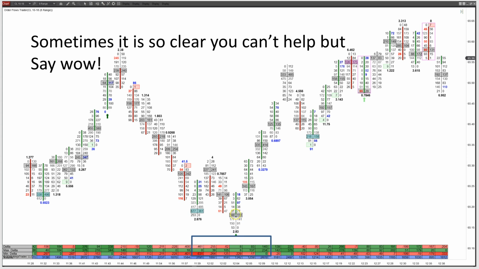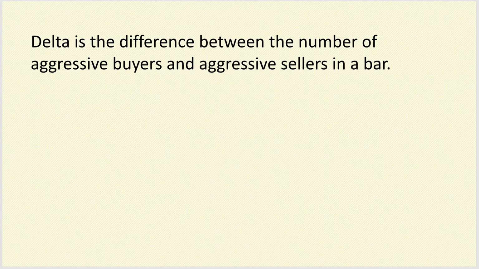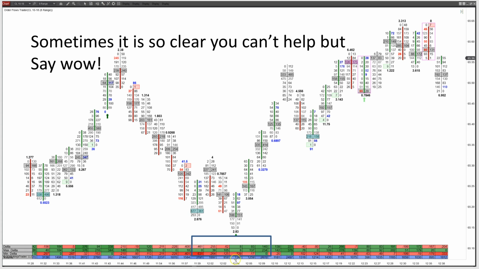Because remember, delta is the difference between the number of aggressive buyers and aggressive sellers in a bar. So when you see minus 461 as negative delta, there were 461 more aggressive sellers than aggressive buyers in that bar. Next bar, minus 255, tells you there were 255 more aggressive sellers than aggressive buyers in that bar. It's still negative, but it's getting weaker when you put it in context of what's going on in the market. We went from minus 461 to minus 255.